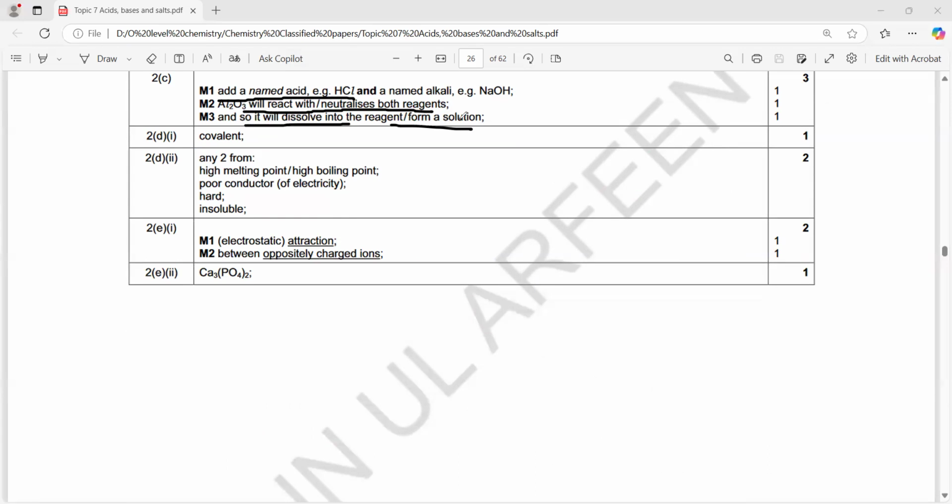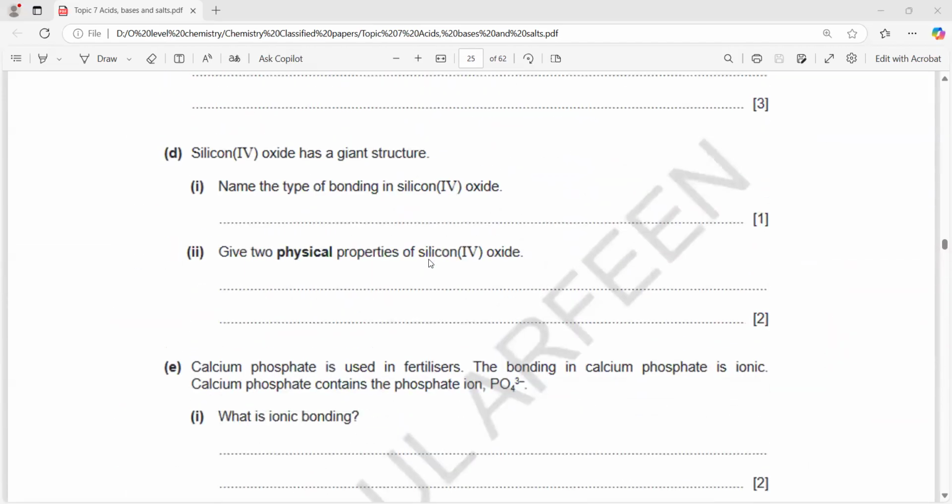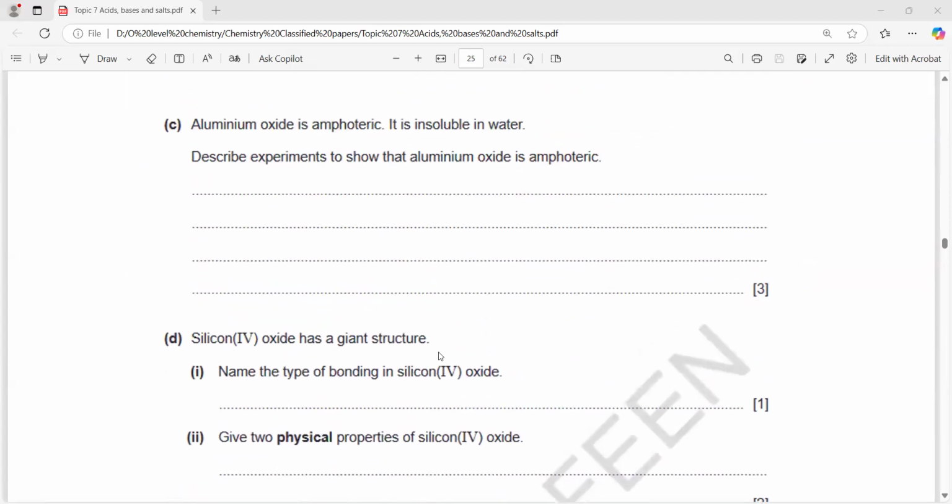So the structure of the answer will be: add an acid, for example hydrochloric acid, aluminium oxide will react and it will dissolve to form a solution. The second thing, add an alkali, but it should be a named alkali. You cannot say add alkali only. It's specifically add sodium hydroxide or potassium hydroxide and it will also dissolve.